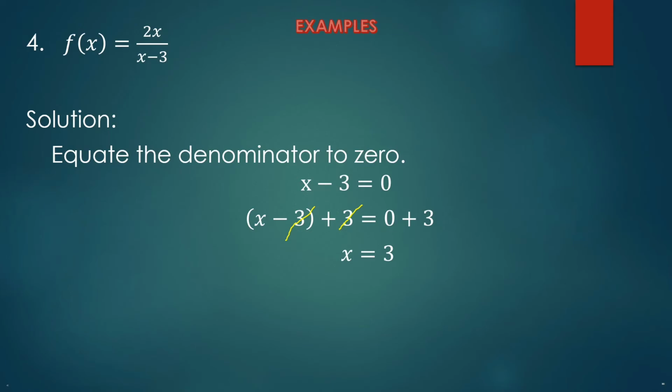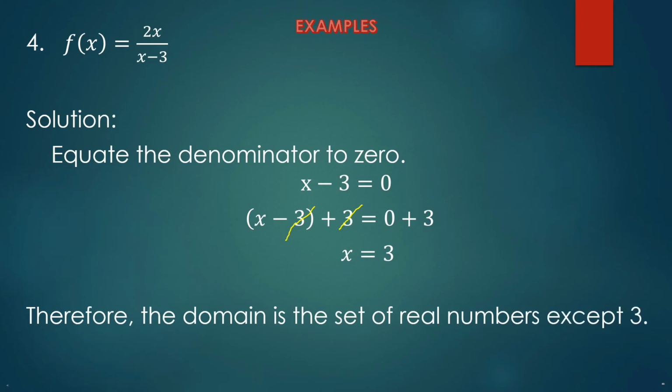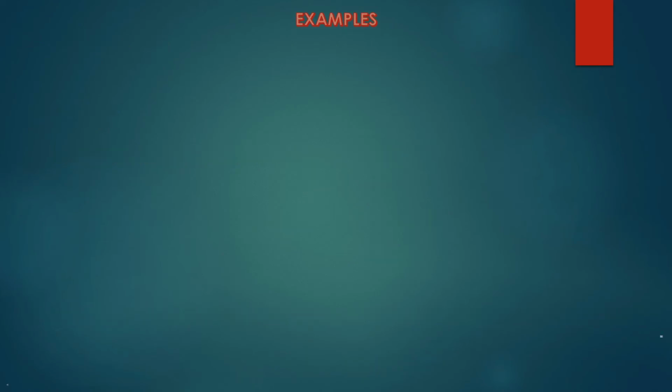That means the domain is the set of real numbers except 3. Or in symbols, x is an element of real numbers such that x is not equal to 3. Do you want more complex examples? Let us have example 5. f of x equals x minus 2 all over 5x plus 2.